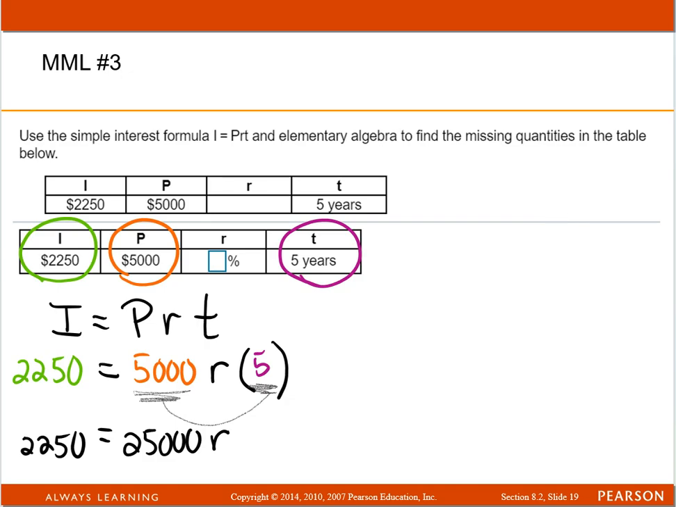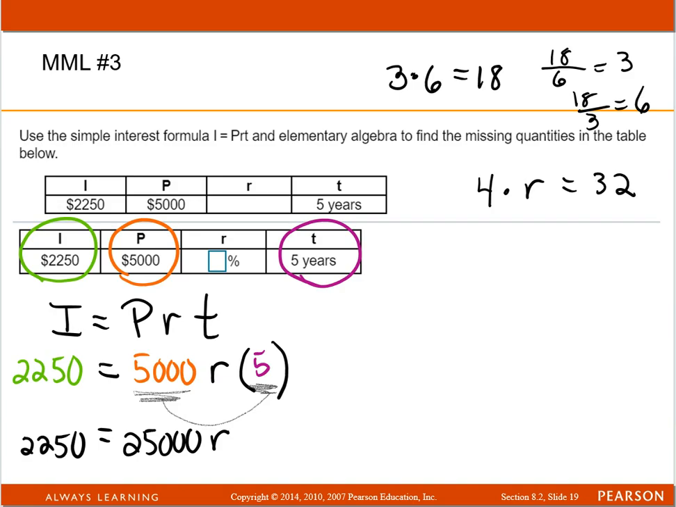If you just multiply two numbers together, like 3 times 6 equals 18, I can come up with two division problems using those same three numbers. I could say that 18 divided by the 6 equals the 3, or the 18 divided by the 3 equals the 6. Because that's how multiplication and division works. But if I didn't know one of these, if I had like 4 times R equals 32, R should equal the 32 divided by the 4, which is 8, and it does.